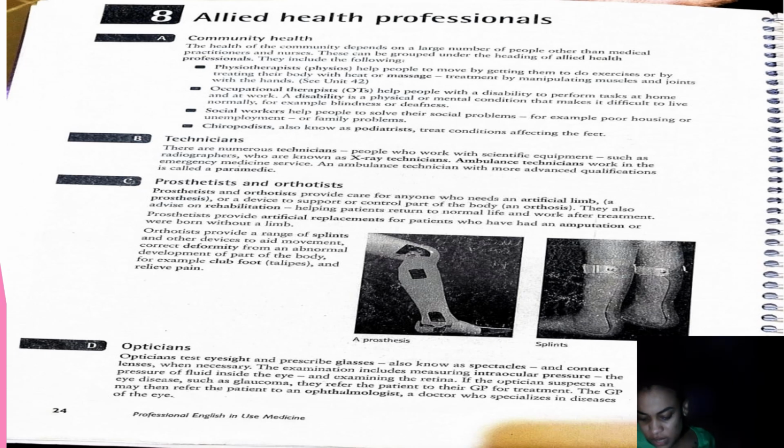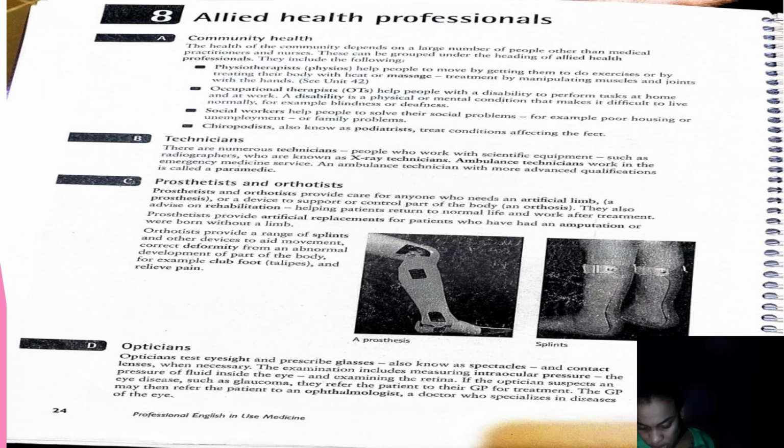Prosthetics provide artificial replacements for patients who have had an amputation or were born without a limb. Orthotics provide a range of supporting devices to aid movement, correct deformity from abnormal development of a part of the body, for example the foot, and relieve pain.